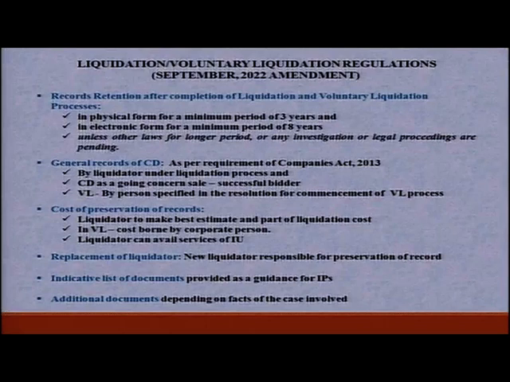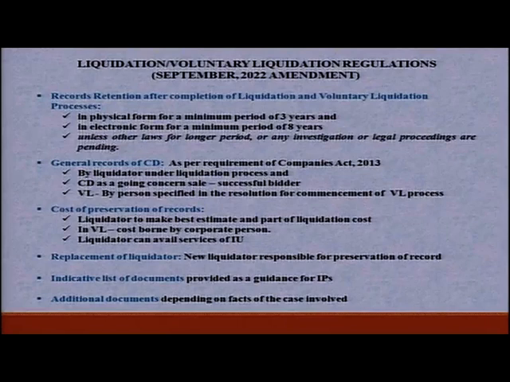So they have provided that after the closure of the liquidation process and the voluntary liquidation process, the records of the CD will be preserved in physical form for a minimum of 3 years and in electronic form for 8 years. Unless any other law requires a longer period, in which case the IPs have to take care of this. If an investigation or inspection is pending, again, you have to consider that you may have to maintain the records for a longer period.